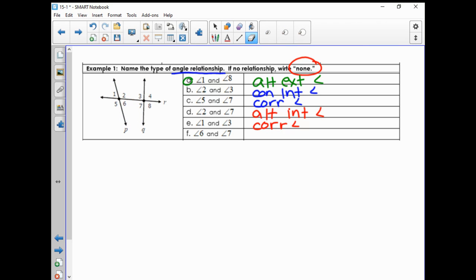All right, last one on this example, angle 6 and angle 7 right here. Note, they're interior to our lines. They are on the same side of that lovely transversal. So again, these are going to be consecutive interior angles. And that is example number 1.